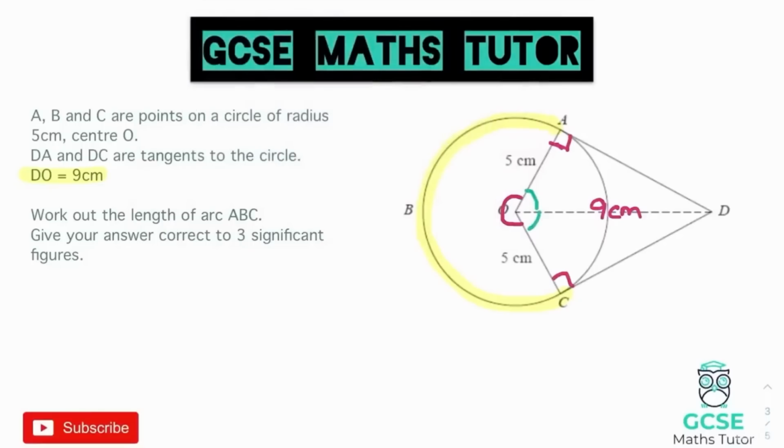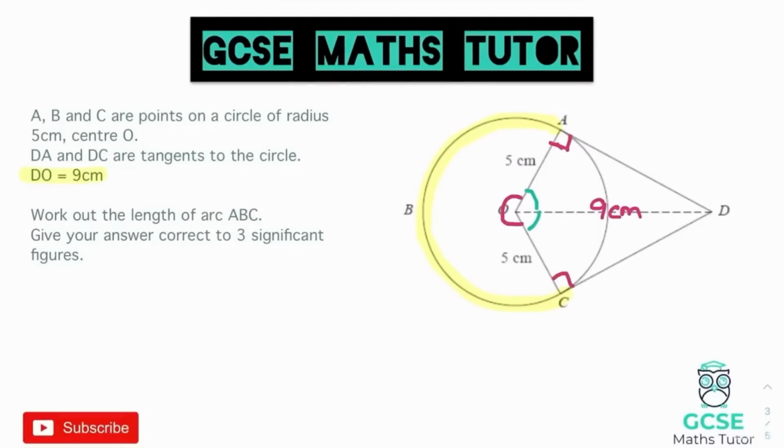Now that quadrilateral there is split perfectly in half, to form two right angled triangles. And those two right angled triangles are congruent, so they are exactly the same. The tangents meet at equal length. They're both 5 centimetres as the radius, and they both share that 9 centimetre line. So these are two congruent triangles. So if we find the angle in one of those, we can double it up and then find the angle around the outside. So that's how we're going to approach this question.